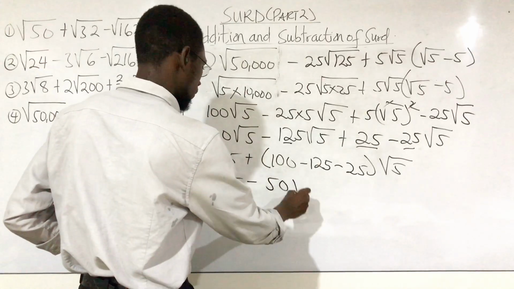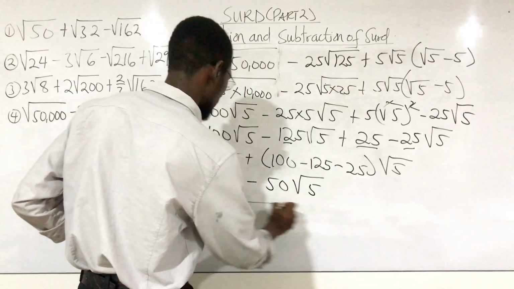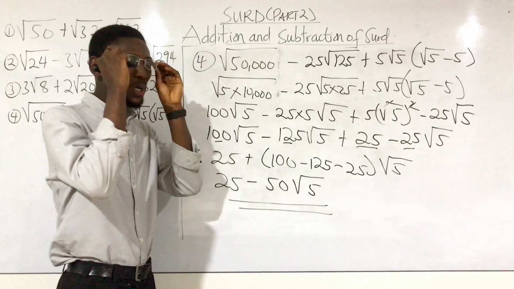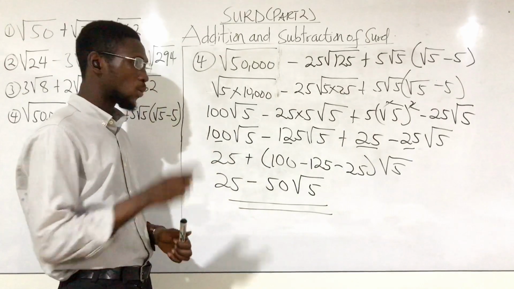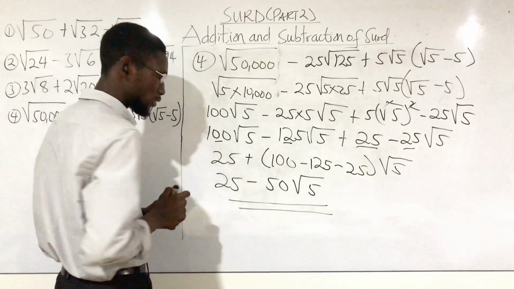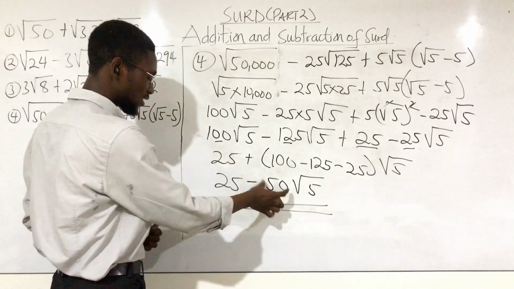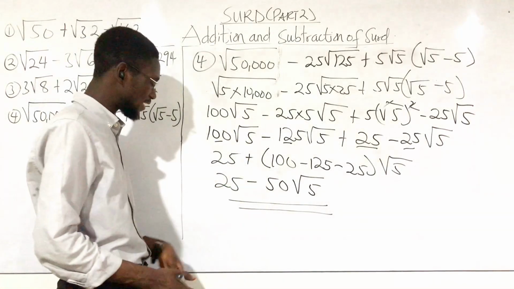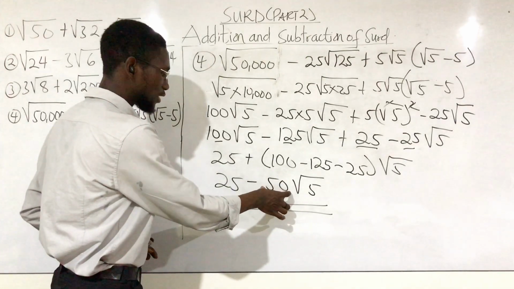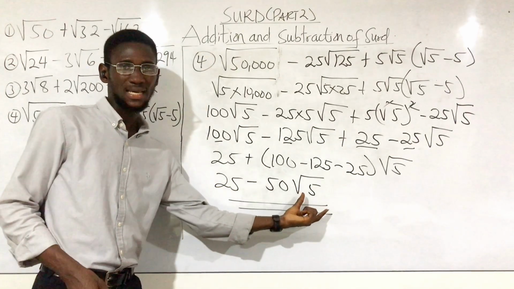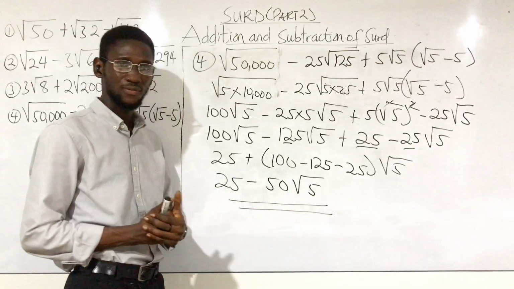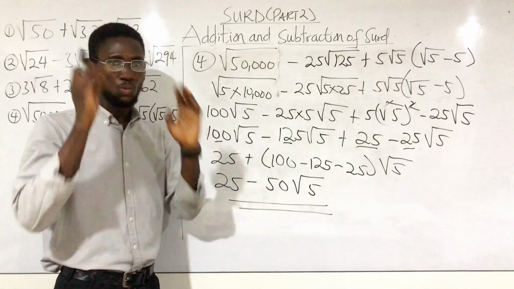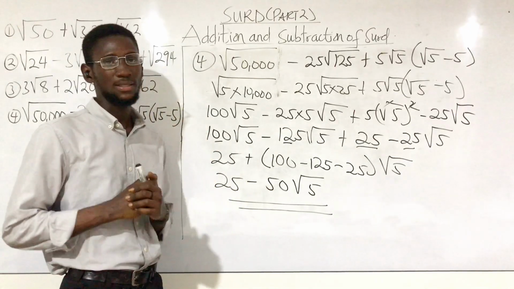So minus 50 root 5. Now, never make this mistake of simplifying this. You can only subtract or add when they all have the same square root. If this 25 can subtract, you can simplify 25 minus 50. But in this case, the negative 50 is attached to your root 5, so you can't simplify it. This is the furthest we can go, so this is going to be our final answer.